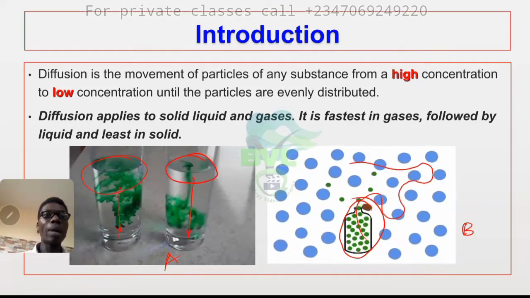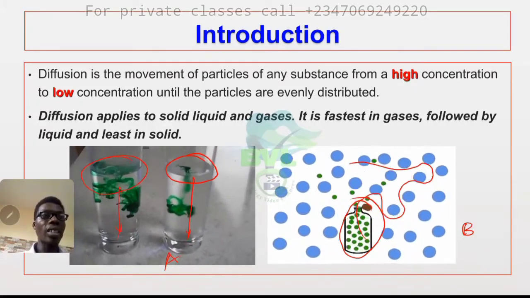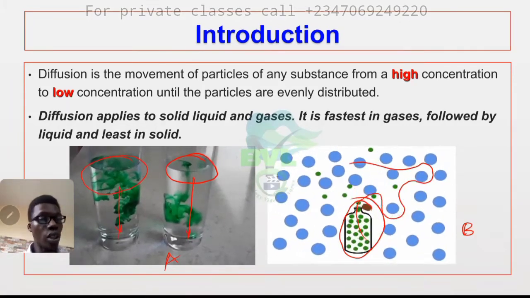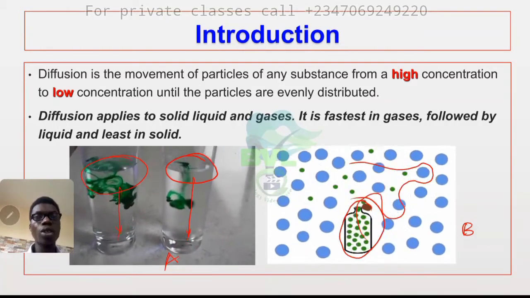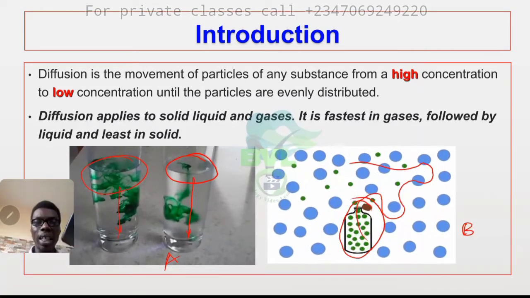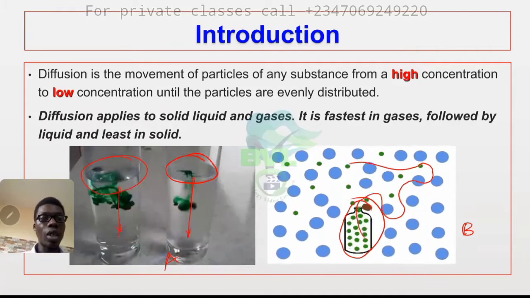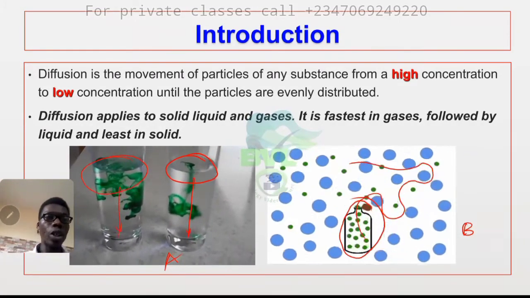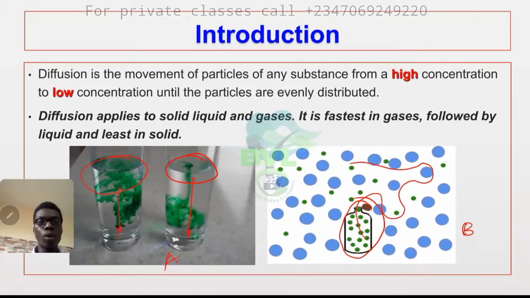So diffusion applies to solid, liquid, and gas. It is fastest in gases, followed by liquid, and least in solid. Solid in this instance means a dissolvable solid, something that could actually dissolve. You can't tell me that this one is diffusion, because in fact it's not even solid in the first place. But the point is, it is fastest in gases. You can even see on the screen from that bottle how the gas molecules are escaping very fast. Of course, we'll look at the different factors that affect this as we move on.